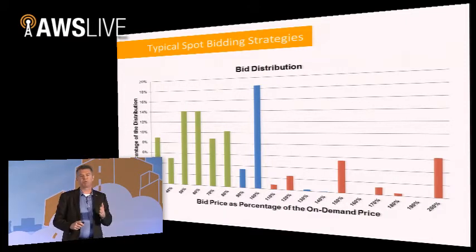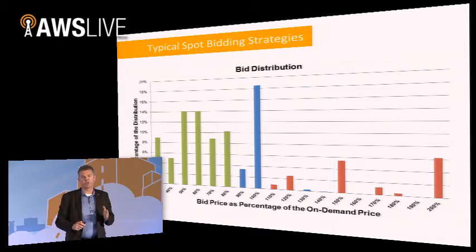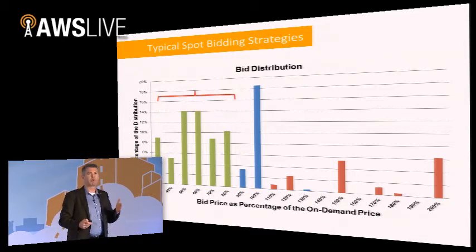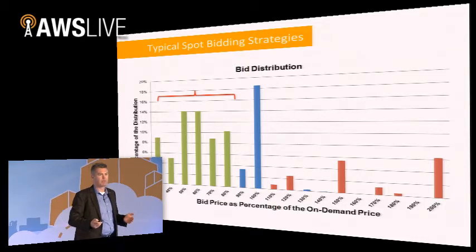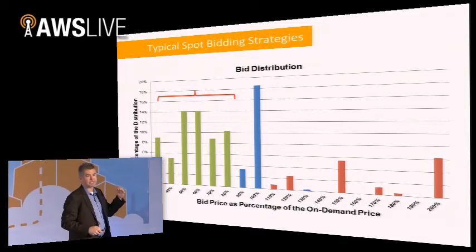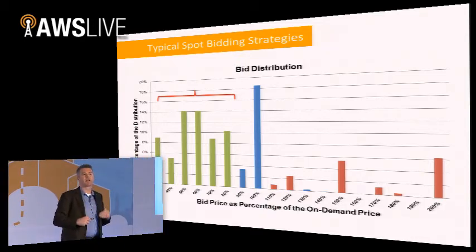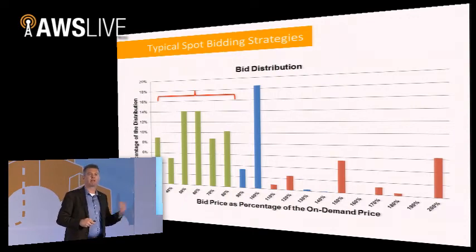If you look at the distribution here over the price range, you'll see that some customers have actually opted to bid below the on-demand price, which makes sense. They want the work done, but rather than pay the full on-demand price, they simply wanted to get it done at a lower price. So they bid a lower price, and if they get it, they get the work done.